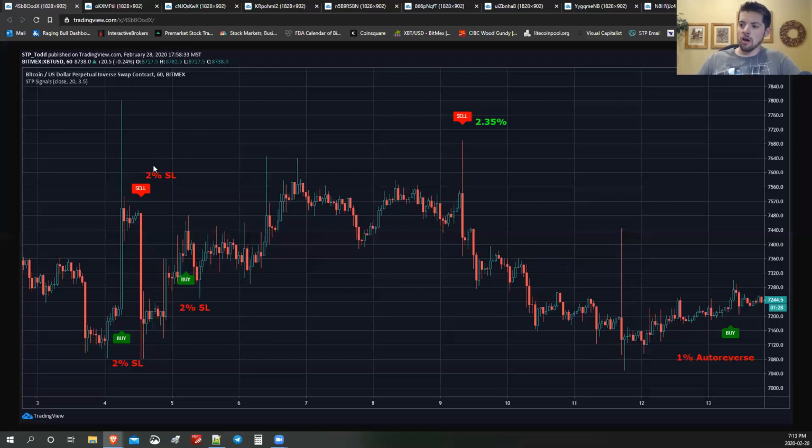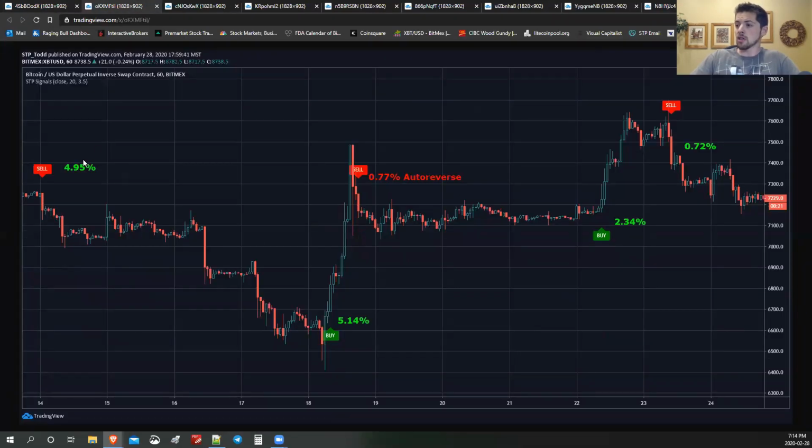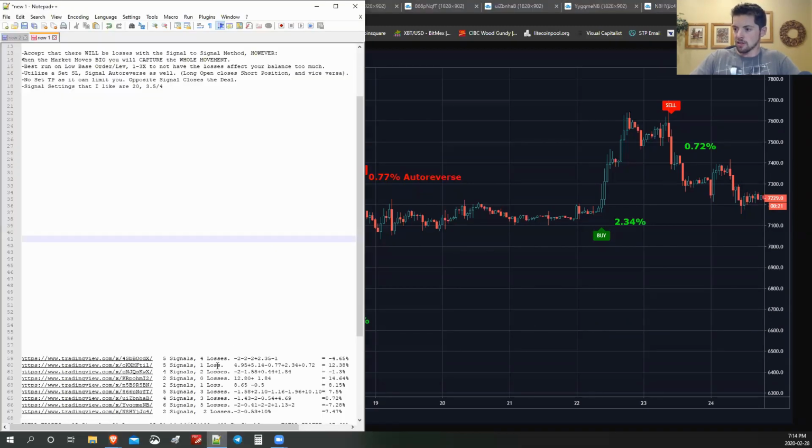When you're in a choppy market and there isn't much trend, there isn't much movement, this is where signal is going to suck. It's going to do really great on clear trend moves. So first snip here, not great at all. Let's go to the second one. Second one, you get a couple good deals. This one, not great. You auto reverse, but you do catch almost 5 here and 5 here, 2 there, and 0.72. This guy's got 5 signals, 1 loss. 12.38% is what this one made.